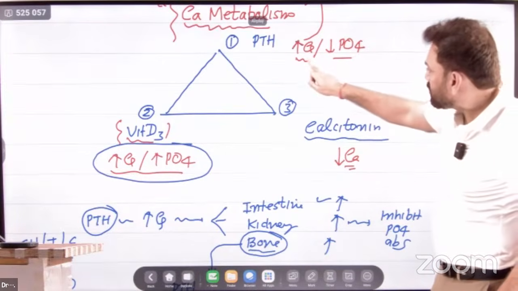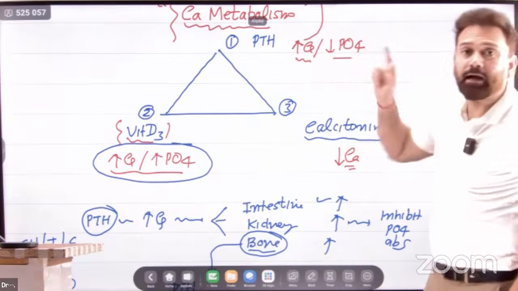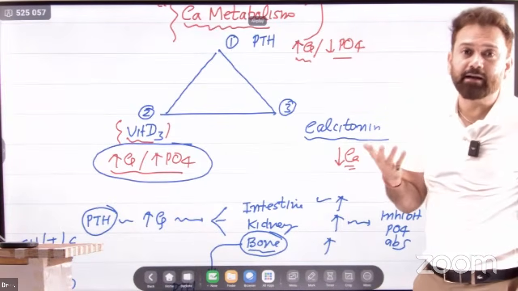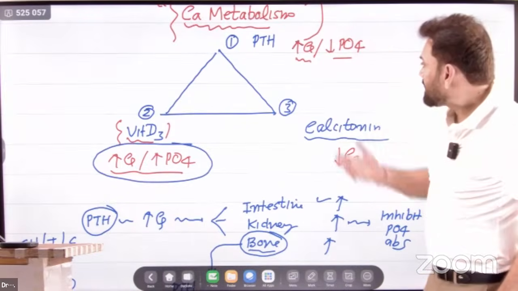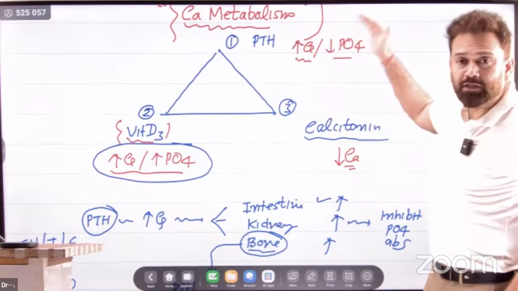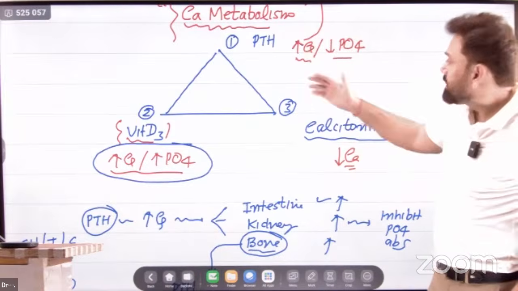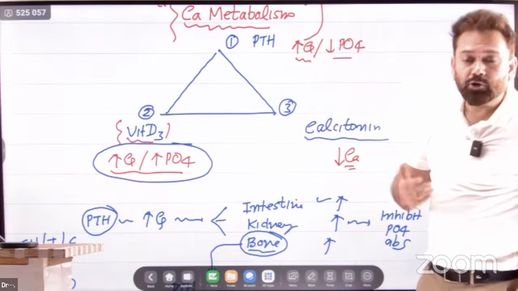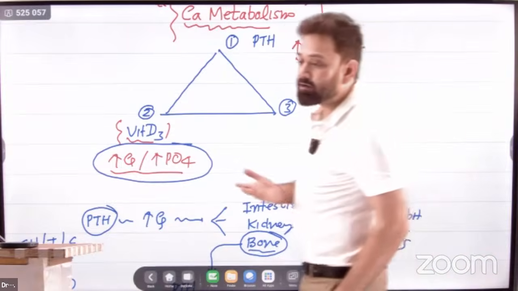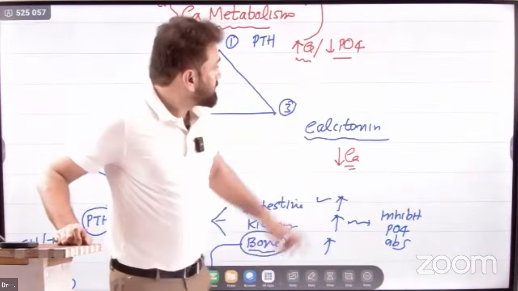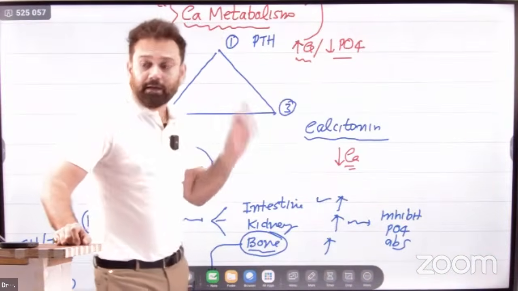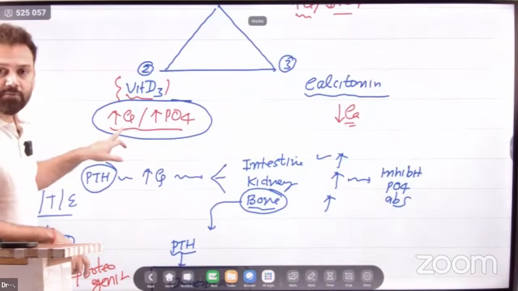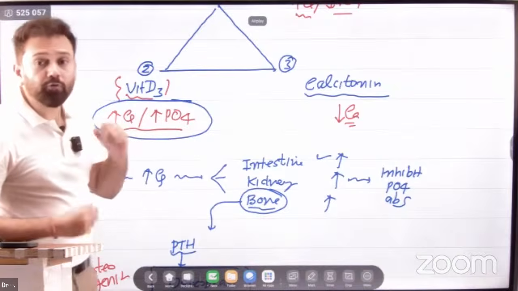If calcium is low but phosphate is high, it will be hypoparathyroidism. It's very clear. If calcium is very high and phosphate is very low, hyperparathyroidism. If calcium is low and phosphate is high, hypoparathyroidism. So in the clinical part of your exam, you can write hyperparathyroid and hypoparathyroid.